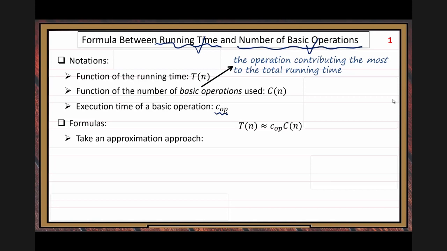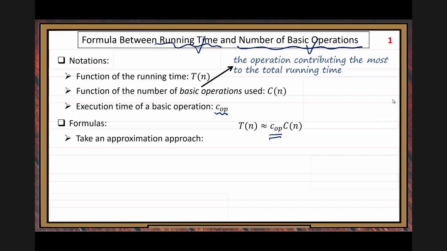Each basic operation takes this little c amount of time, but we have total capital C of n number of basic operations multiplied together, approximately equal. So that's the relationship. And we treat this little c op as a constant. So these two functions, you can see the connection between them, just the one constant connecting them.